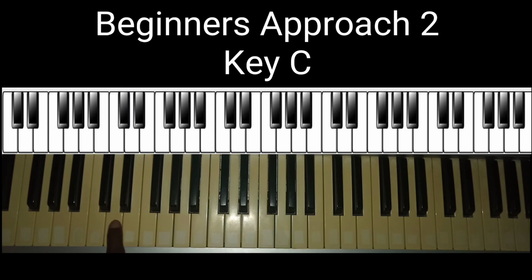So re is a minor. That's the 2. The 3, mi, is a minor. La, the 6, is a minor. Ti, the 7, is a diminished. It's a minor. This is how it goes. Now, we played them single.